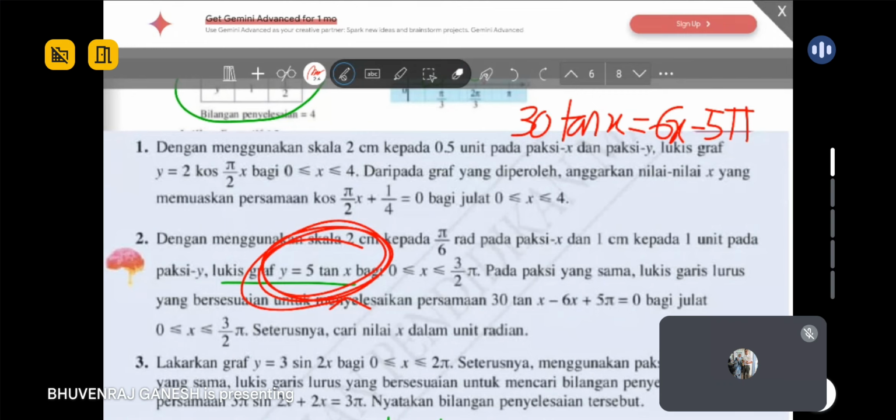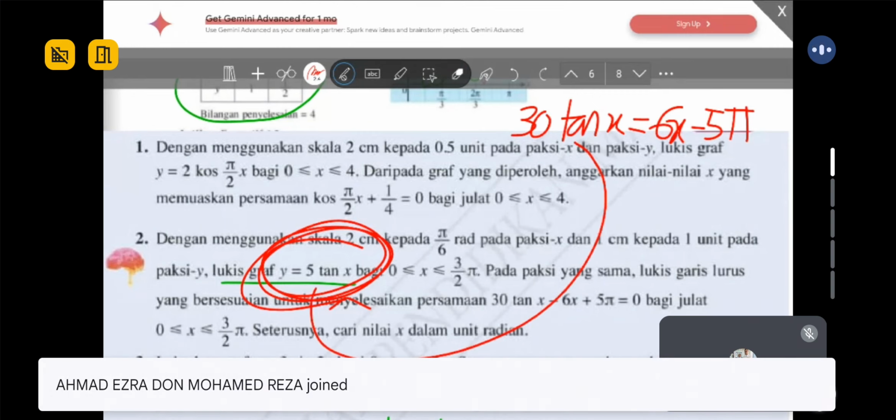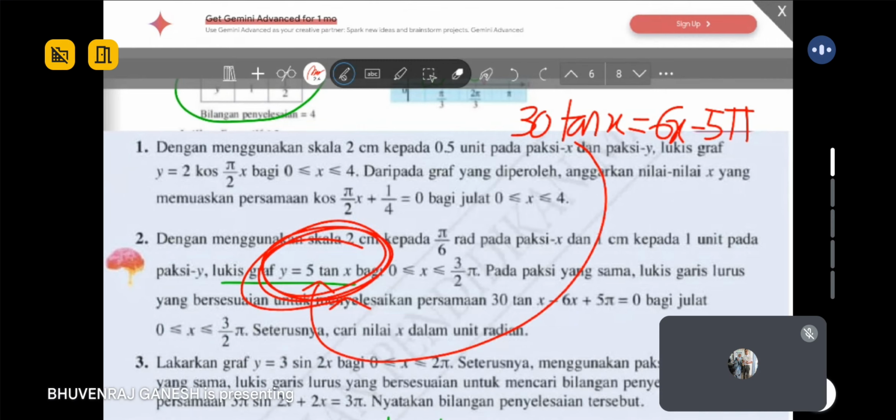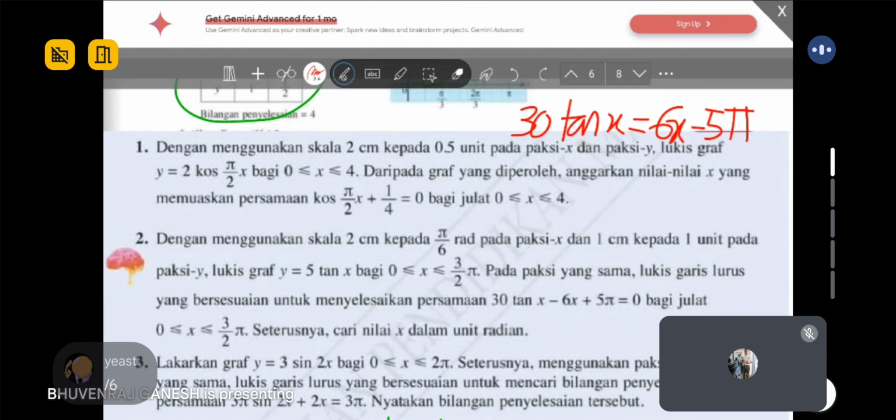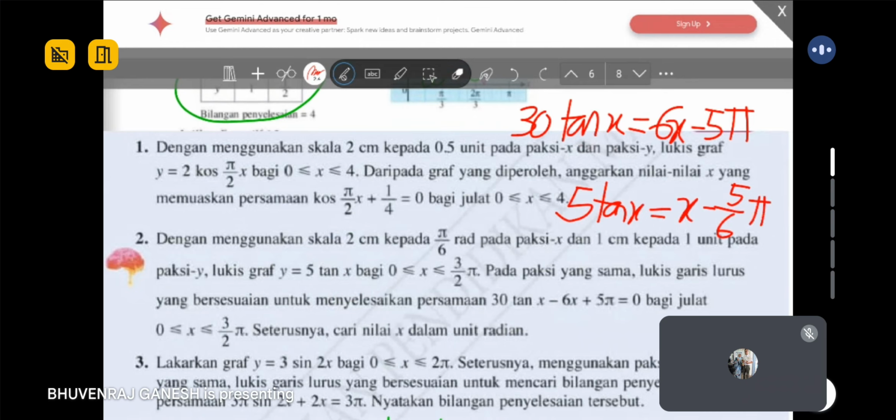Okay guys, what is my second step? Apa langkah kedua guys? Kalau saya nak tukar 30 tangent x kepada 5 tangent x, what do I do? 30 tangent x to 5 tangent x. Kena buat apa? Kamu fikir. Anyone? What is the step? Yes, bahagi 6 lah. Just divide your answer by 6. So you will get 5 tangent x equal to x minus pi over 6 pi.